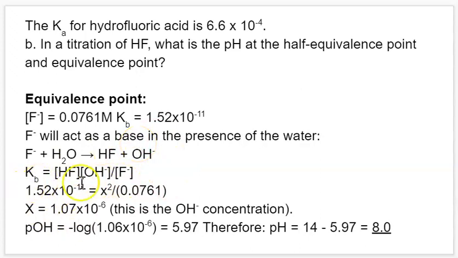So I set up my Kb expression, the HF times the hydroxide ion, over the concentration of the conjugate base, which we just calculated as 0.0761. The amount of HF and the amount of hydroxide ion are going to be equal to each other based off of the mole ratio. And we set that equal to our Kb. In this case, our X, aka our hydroxide ion concentration, is going to be 1.07 times 10 to the negative 6, which we can negative log to get the pOH, which will be 5.97. Therefore, the pH at the equivalence point is going to be 14 minus the pOH, and the pH is going to be around 8.